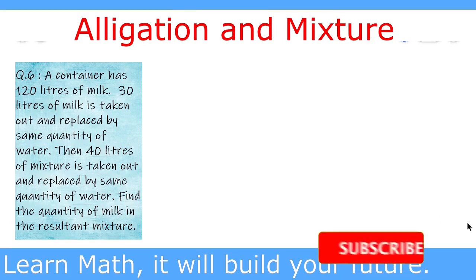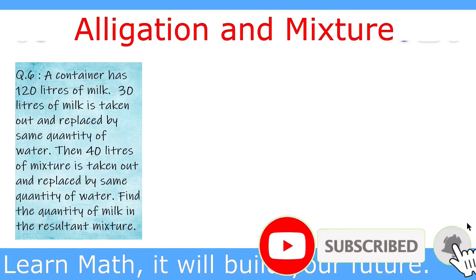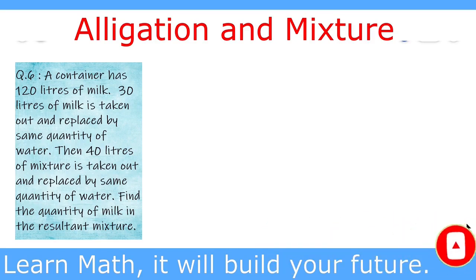Here, the first time 30 liters is withdrawn and replaced by the same quantity, and again 40 liters is withdrawn and replaced by the same quantity of water. But the quantities are different in this case. In the first case it is 30 liters and in the second case it is 40 liters. So we will have to modify our formula, and we write the formula like this.